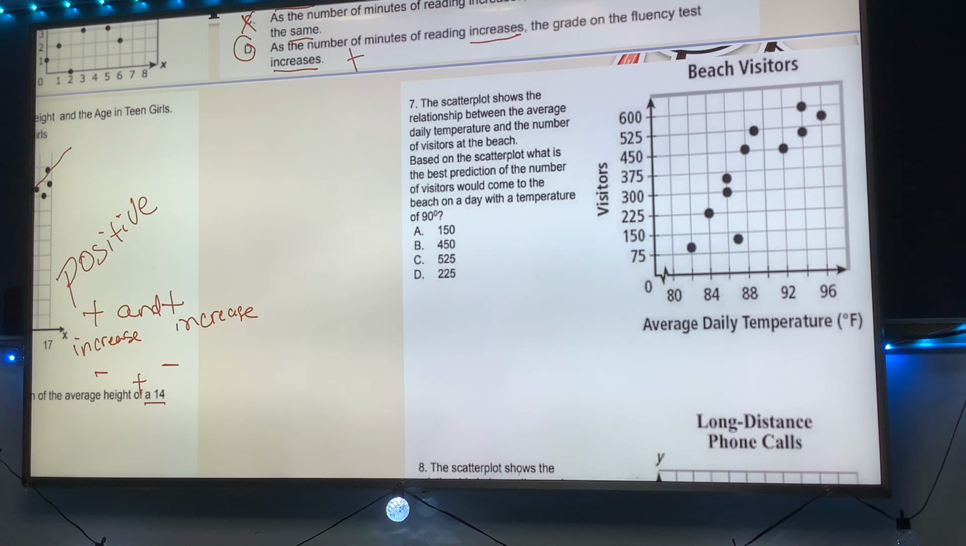The scatter plot shows the relationship between the average daily temperature and the number of visitors at the beach. Based on the scatter plot, what is the best prediction of the number of visitors that would come to the beach on a day with a temperature of 90 degrees? Okay, so here we go. Draw your best fit line. Ooh, that one's a little curvy, so I'm going to start over. And I think you have a line tool on there. You could try to figure that out if you want to.